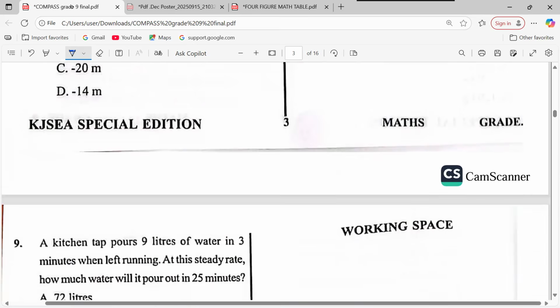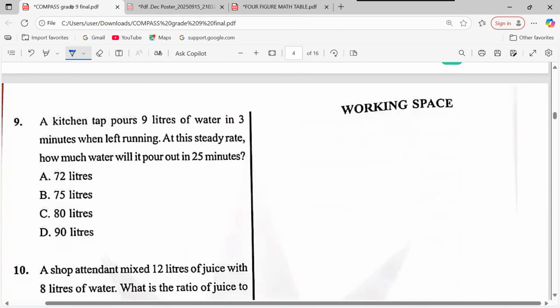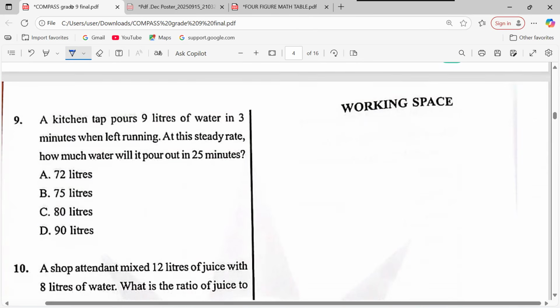Now at number 9. A kitchen tap pours 9 liters of water in 3 minutes when left running. At this steady rate, how much water will it pour out in 25 minutes? So we can have liters of water, we can have the minutes taken. 9 liters in 3 minutes. What about in 25 minutes?